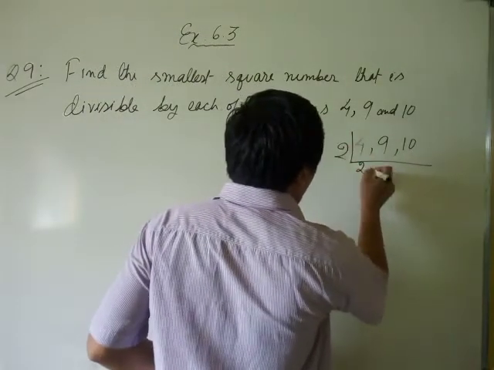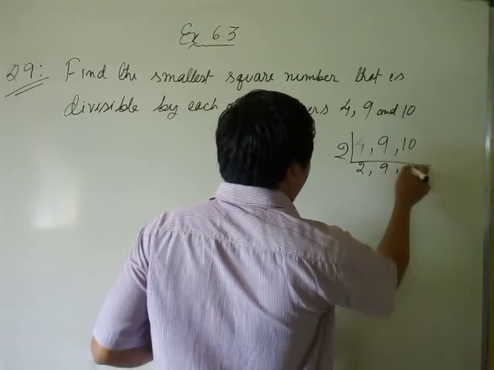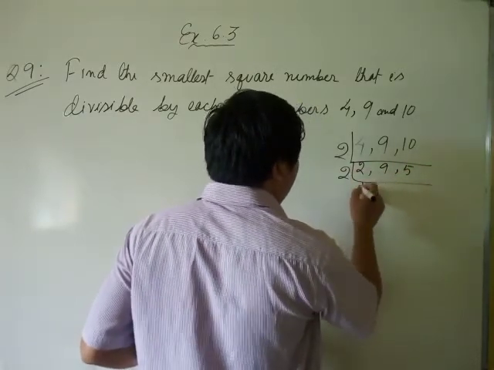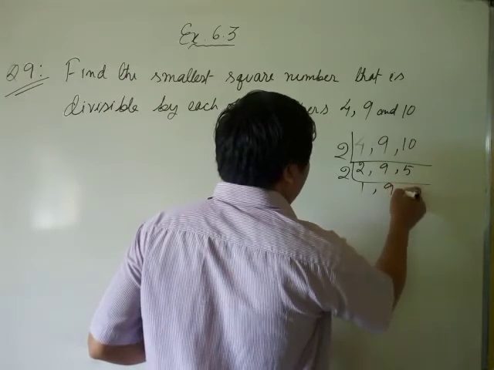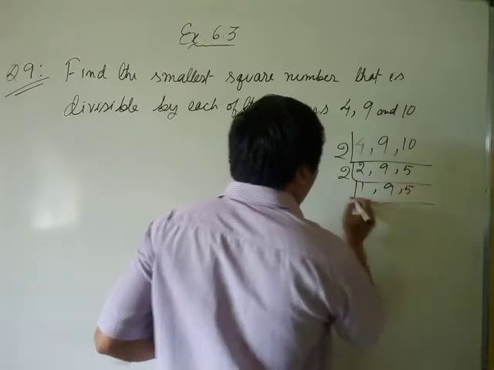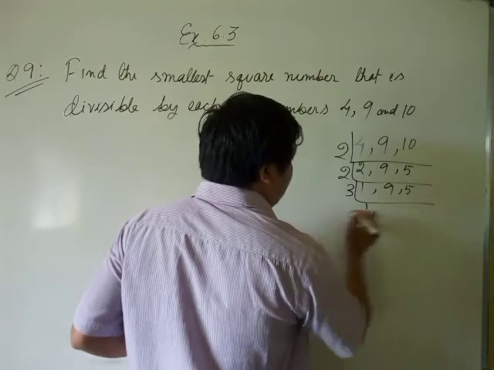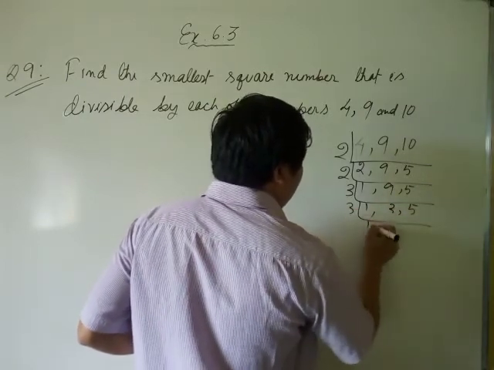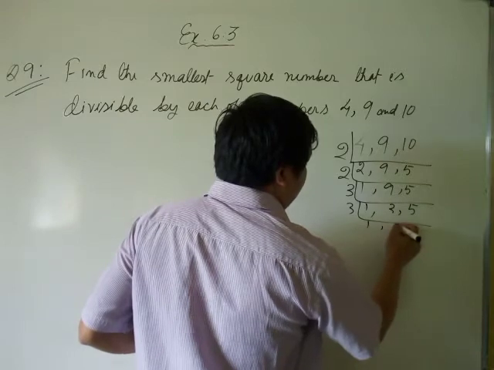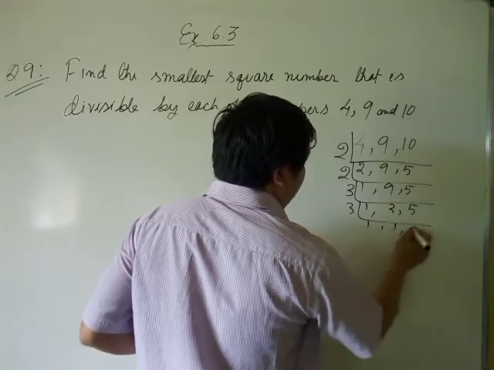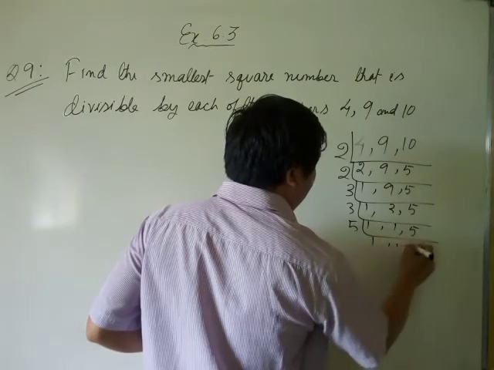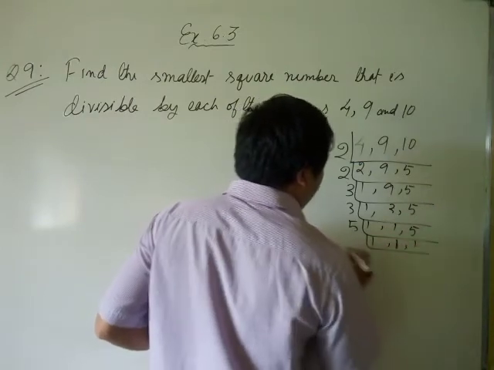For 4, 9, 10, we divide by 2. 4 and 10 become 2 and 5, while 9 we cannot do anything. Then divide by 2 again, 2 becomes 1, 9 and 5 we cannot do anything. Then we take 3: 9 becomes 3, 5 we cannot do anything. Again 3: 3 becomes 1, and 5 stays. Then we take 5 and all become 1, 1, 1. Then we finish the division.